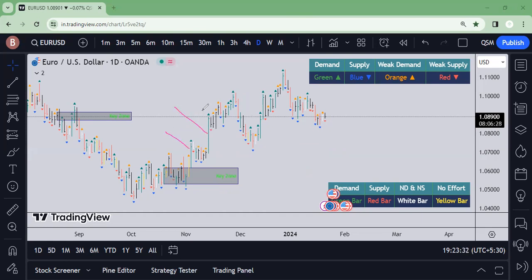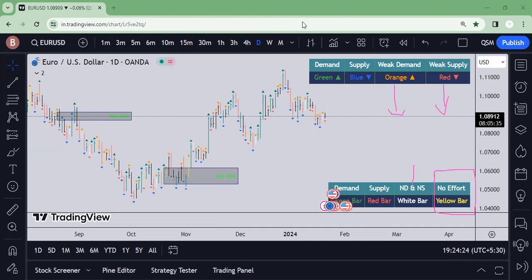To be precise, if there is price appreciation, we would see demand taking control over supply. If there is price depreciation, that means a fall in price, supply would be in control, which is depicted by a red bar with a blue triangle downwards, and demand is depicted by a green bar with a green upward triangle. Apart from this, you can see orange and red triangles. Orange depicts demand, red depicts weak supply, and a white bar means no supply, no demand. And this is my baby, the no effort yellow bar.